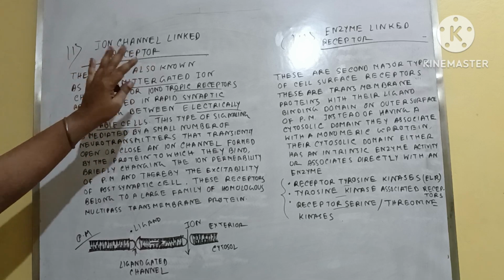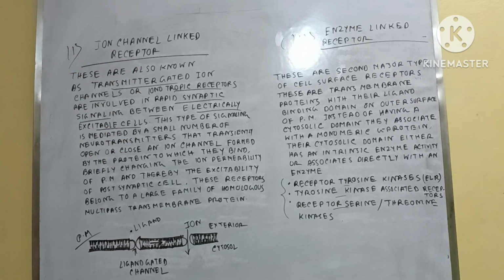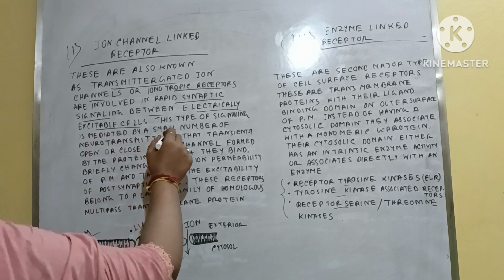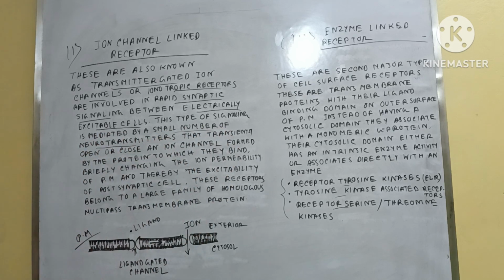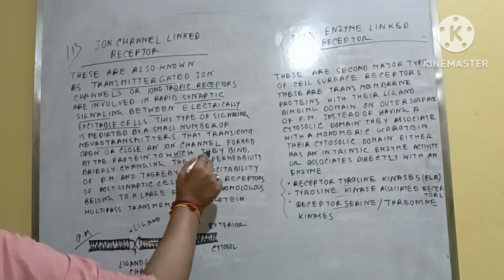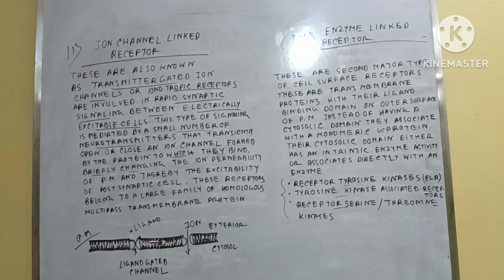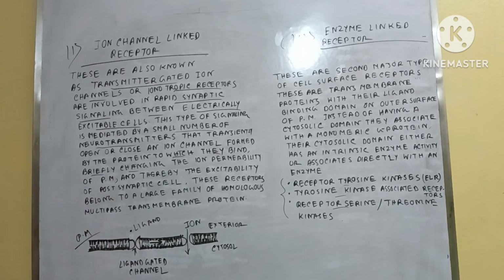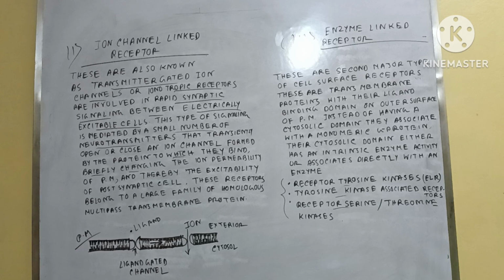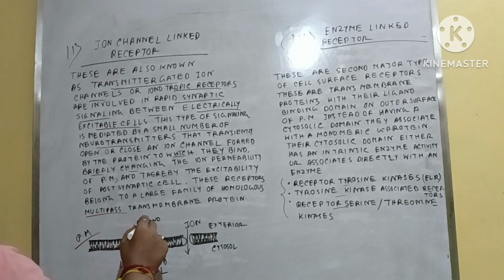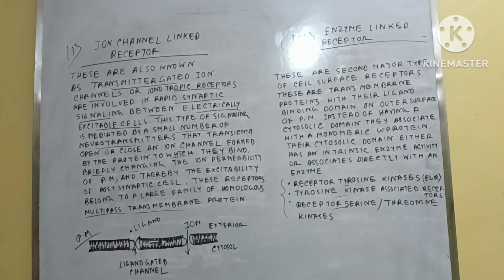These are the ion channel linked receptors, and this type of signaling is mediated by a small number of neurotransmitters that transiently open or close an ion channel formed by the protein to which they bind, briefly changing the ion permeability of the plasma membrane and thereby the excitability of the postsynaptic cell. These receptors belong to a large family of homologous multipass transmembrane proteins.